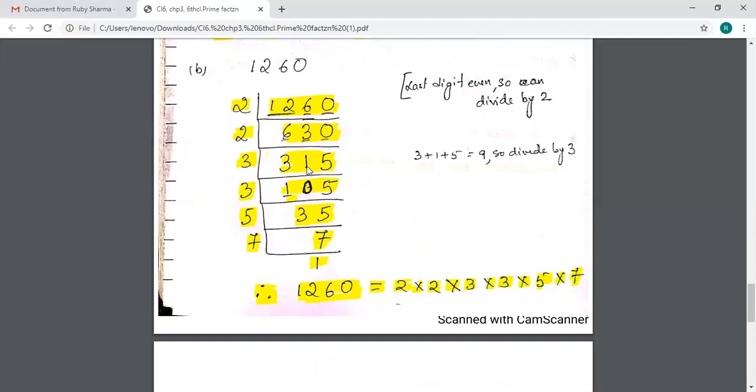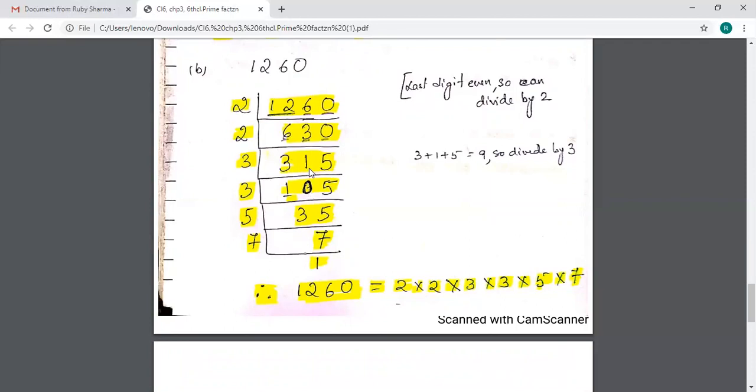Next you have 1. 1 is smaller, it won't go. But if you have to combine with 5, then we have to put a 0 here. You can divide 315 by 3 and check whether you get 105 or not. Otherwise, see 3 ones are 3. Then we get only 1.